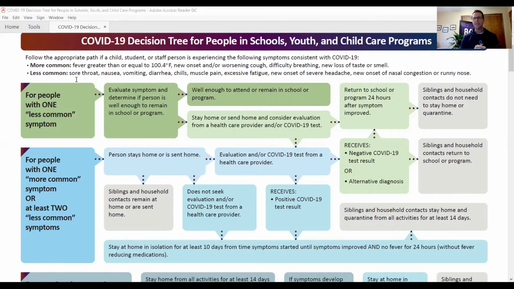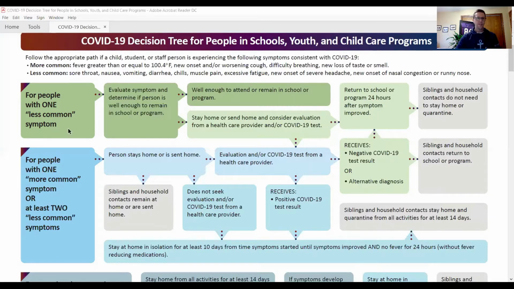When they say less common, it means these are the symptoms that less commonly come alongside COVID, and singularly don't mean that it's a COVID concern. It's when multiple less common symptoms come into play that it's viewed as a more likely potential for COVID-19. So let's take a look at the decision tree and how it affects you, students, teachers, and staff.